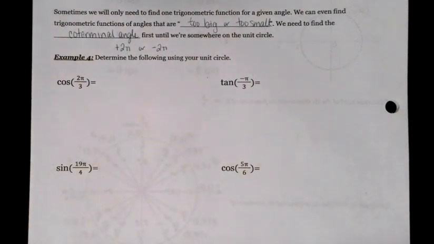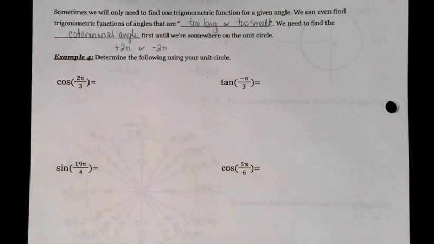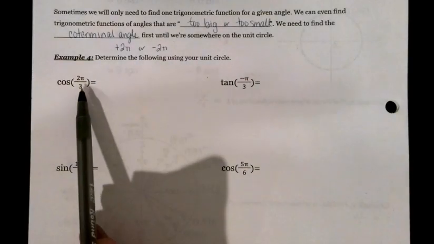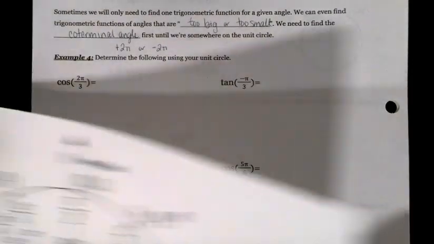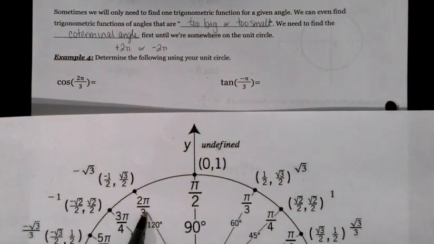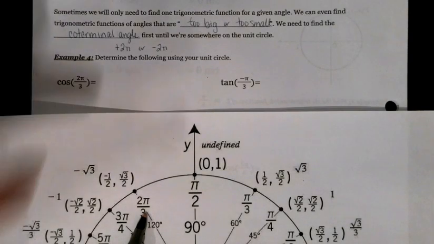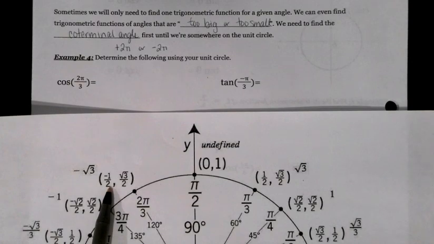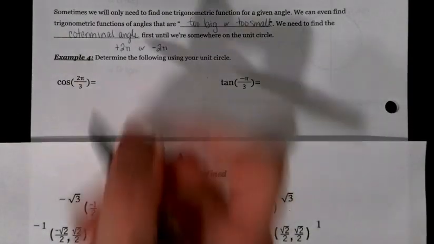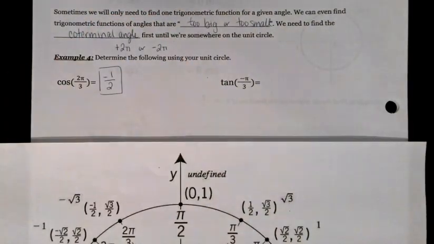So looking at example 4, I'm going to go through 3 of them. So for the first one, it just asks me for cosine of 2 pi over 3. So I want to use my unit circle, and I need to find this angle on my unit circle. So 2 pi over 3 is right here. Because it is cosine of it, I need the x value of my terminal point. So negative 1/2 is my answer for cosine of 2 pi over 3.